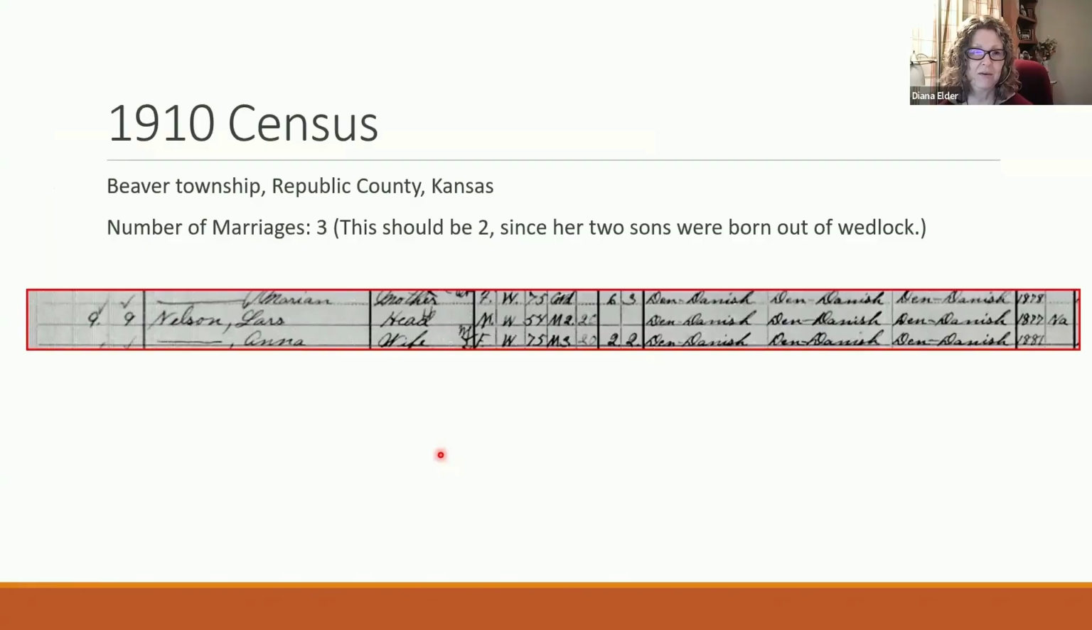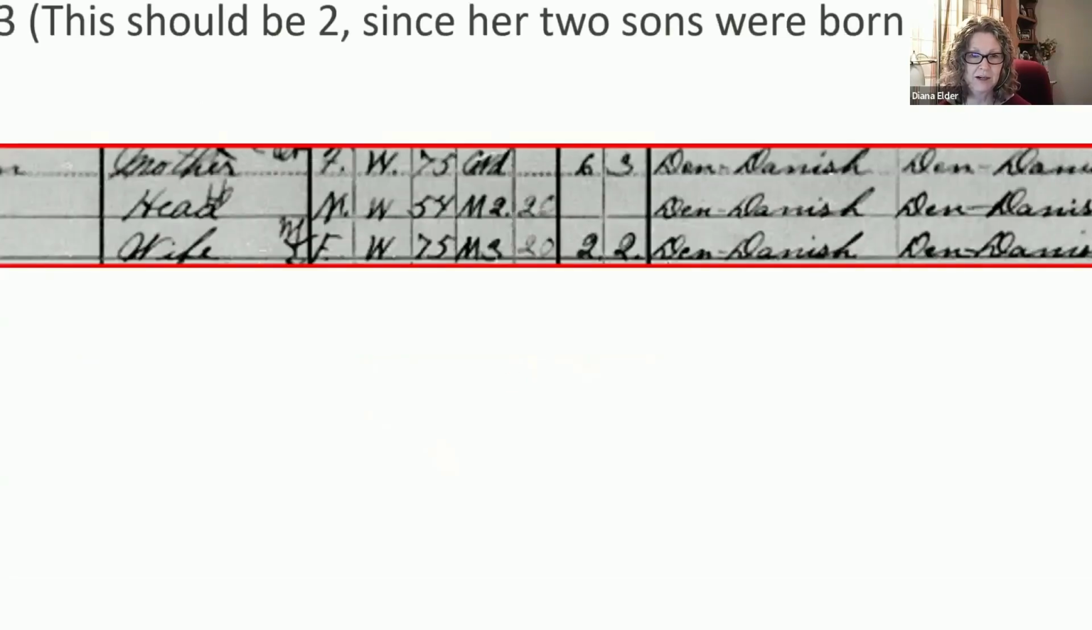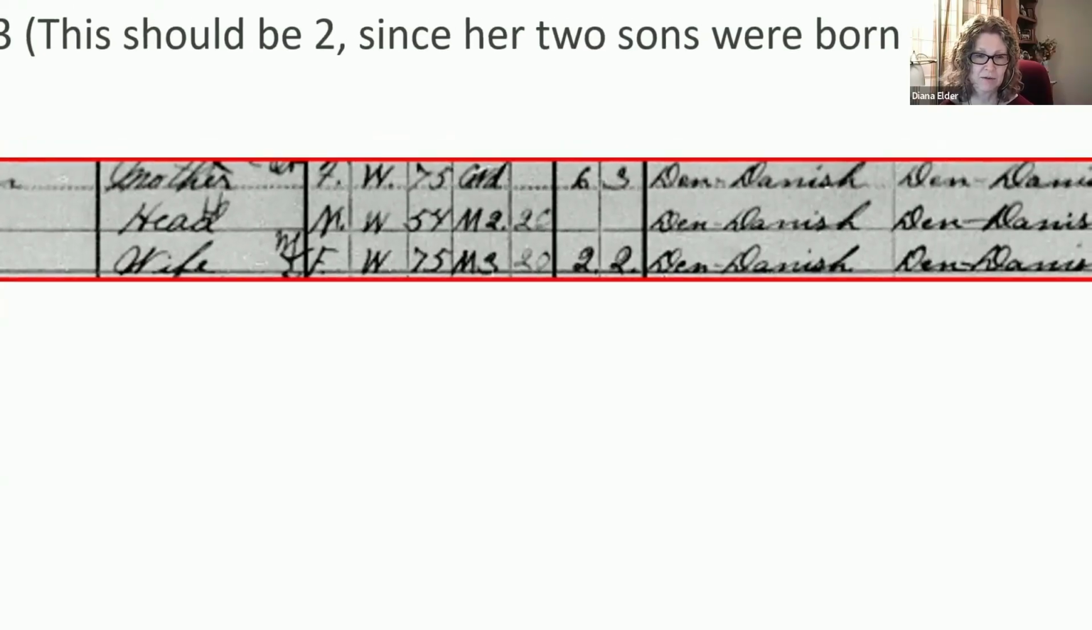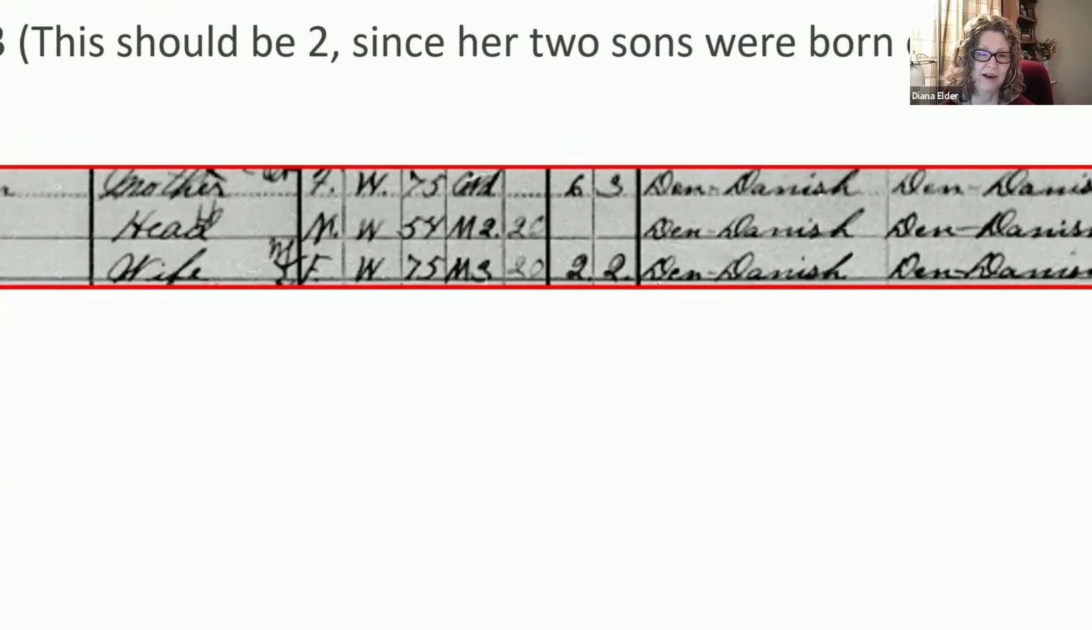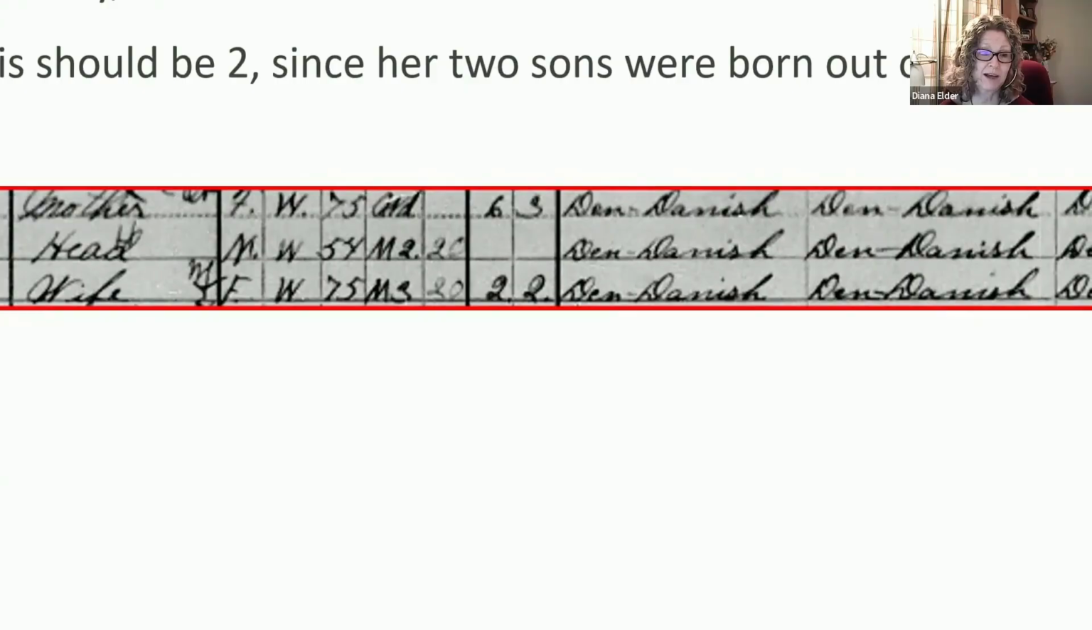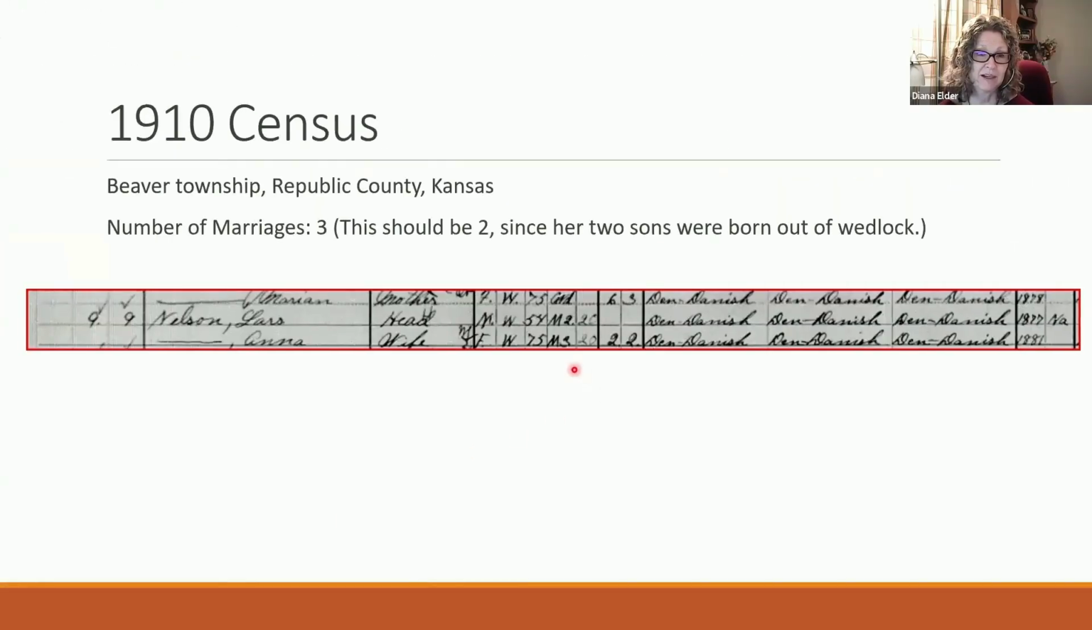Now in 1910, we have Lars and Anna, and they are in Kansas. And it says, let's blow this up a little bit, he's in his second marriage and she is in her third marriage, and she's got 2 sons and 2 living still. Well, the tricky thing here is in doing more research on this, we found that she had 2 sons who were born out of wedlock. And so here she's stating that she's married for the third time.